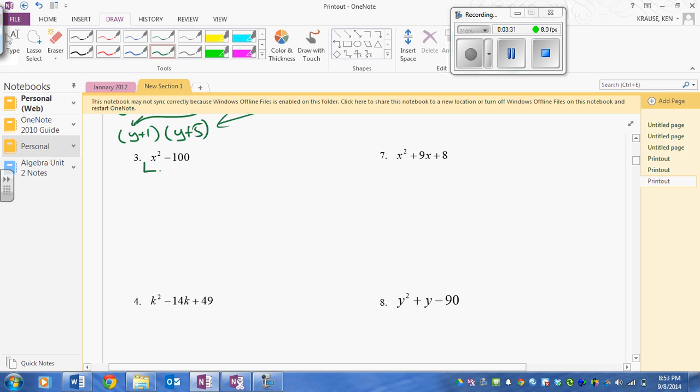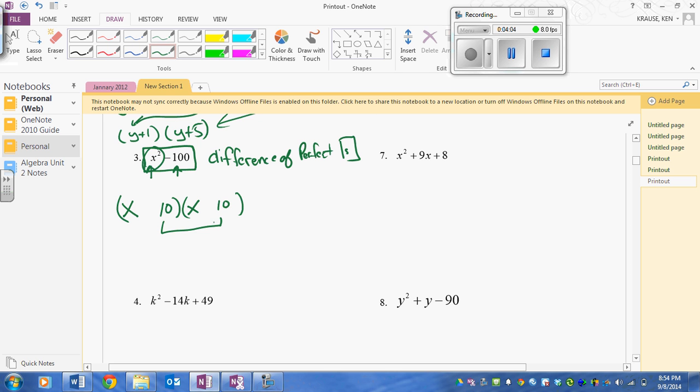Alright, so anytime you have a binomial, it's two items like this, look to see if they are the difference of perfect squares. And this is x times x, and this is 10 times 10, so the parentheses will look exactly the same. X times x gives me my x squared, 10 and 10, because 10 times 10 is 100. Now, because there's nothing in the middle, I need one of them to be plus.